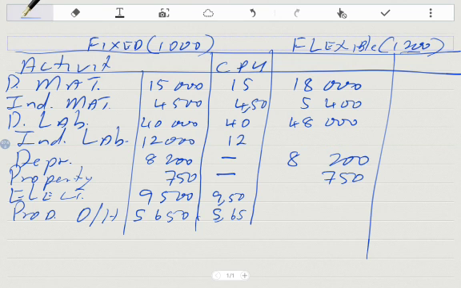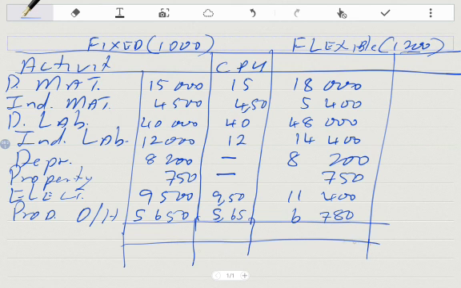It gives us 14,400. Then we go and say 1,200 multiplied by 9.50, and it gives you 11,400. Excuse me. And 1,200 times 5.65 will take you to 6,780. So that's going to be your cost. You can add if you want to show the totals as well. Not a problem. So that's your flexible budget.